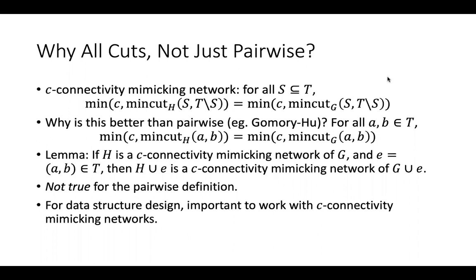a pair of vertices might have several min cuts. And if you just preserve one of the min cuts, then adding this edge E, it could cross that one min cut that we're seeing, and then the size goes up. So that's really the big reason why we study maintaining the connectivity between S and T minus S for all subsets S, as opposed to just pairwise.